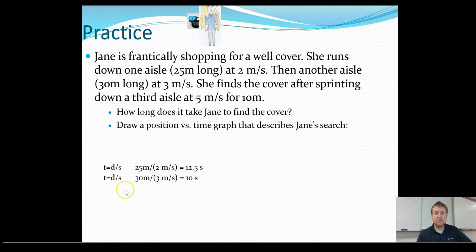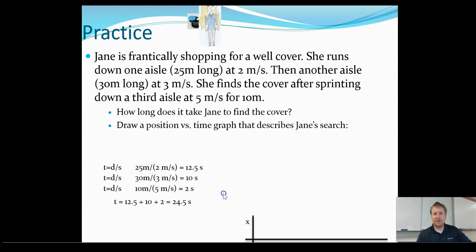The second aisle, she went 30 at 3 meters per second. So it took her 10 seconds to do that aisle. And the last aisle, she only went 10 meters at 5 meters per second. So it only took her 2 seconds to go down there. So we just add all of those up to give us 24.5 seconds. So it took her about 25 seconds, a little under, 24.5 seconds, to get the well cover, going down one aisle, up another, and down another.